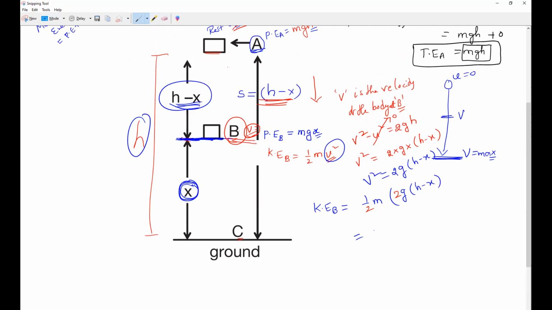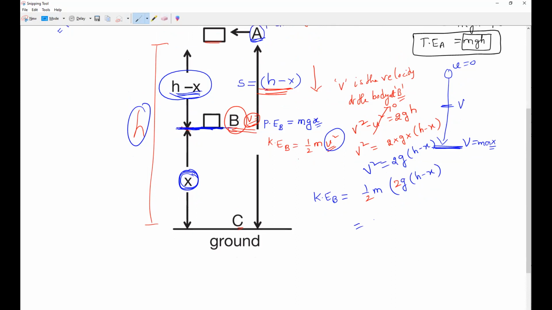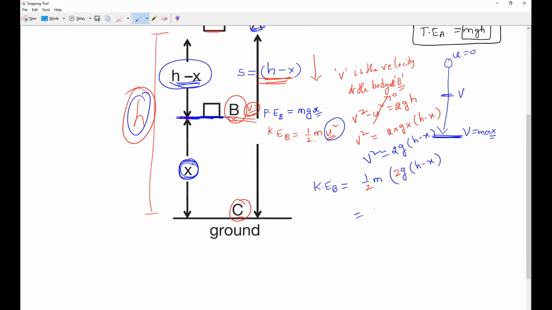So velocity means the distance traveled by the body, and the initial velocity is 0. What is the velocity at point C, before touching the ground? It is already traveled. What is the total displacement traveled by the body? H meters. Till point B it is traveled only H minus X meters.